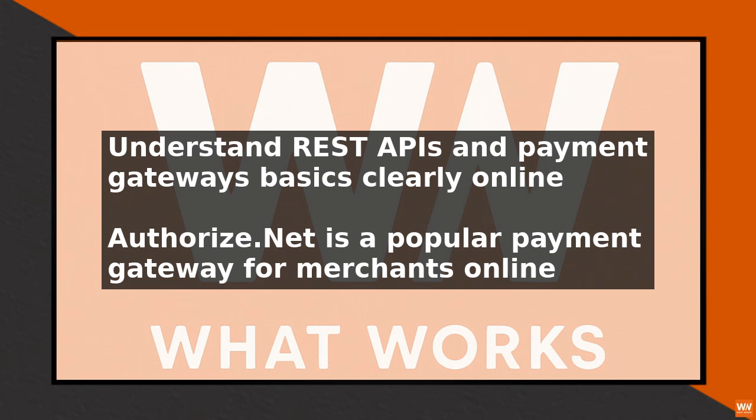Begin by creating an account with Authorize.net and obtaining your API credentials, including your API key and transaction key. These credentials are used to authenticate your API requests. Make sure to keep your credentials secure to prevent unauthorized access to your account.